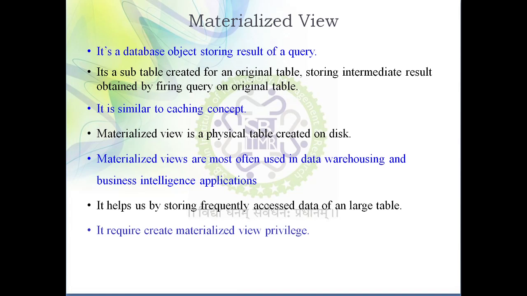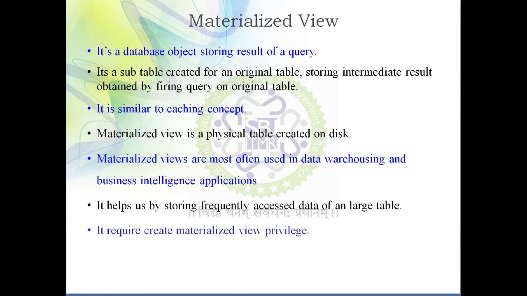So it's a sub table created for the original table. The original table is bank, and the materialized view table is, for example, B1. B1 is a materialized view created for the original table bank. It's a sub table which stores the intermediate result, because the original table has 100 columns and the sub table has only 3 columns. That's why I'm saying you are storing the intermediate result obtained by firing a query on the original table. I just fired one query on the original table to retrieve the 3 columns and store them in that sub table.